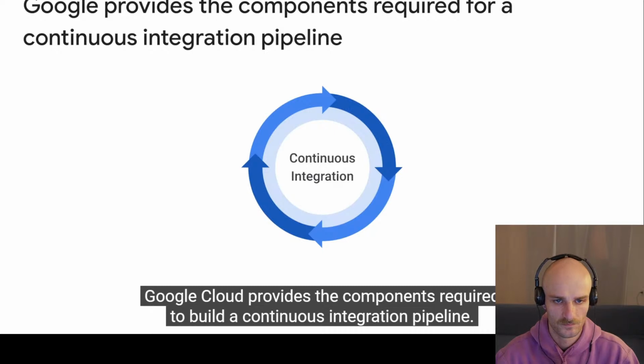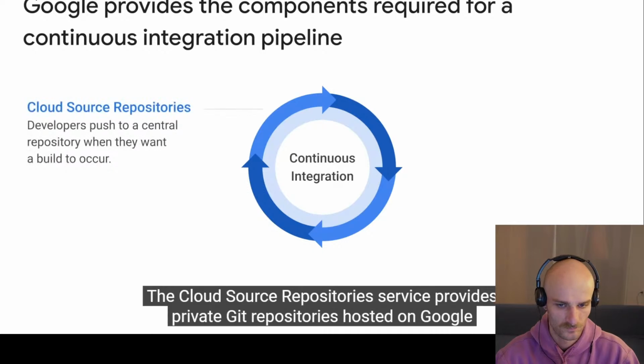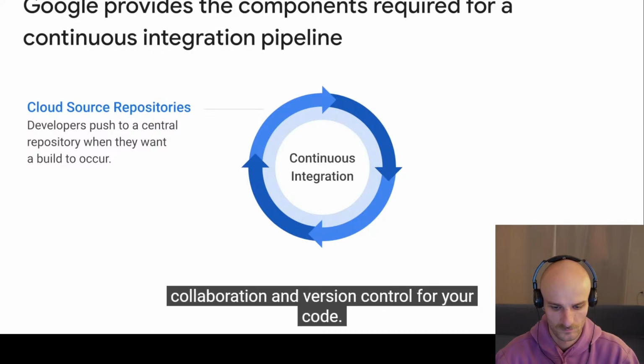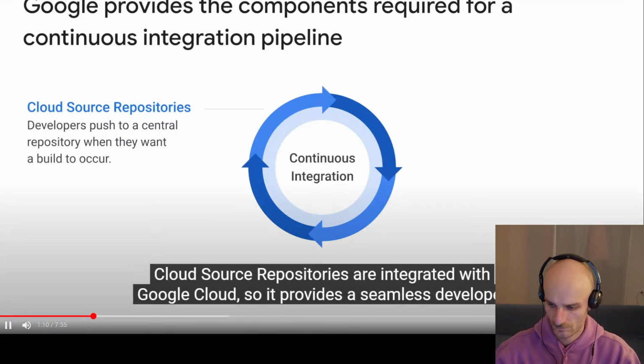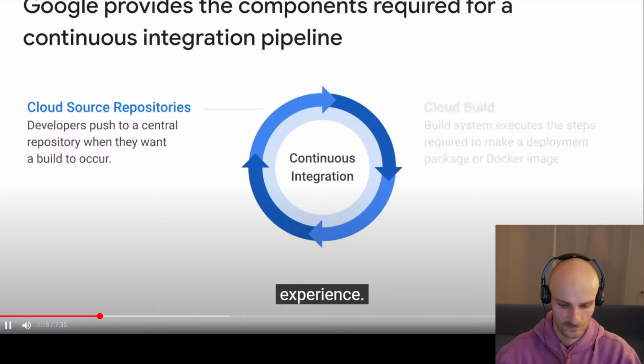Google Cloud provides the components required to build a continuous integration pipeline. Let's go through each of those. The Cloud Source Repository service provides private Git repositories hosted on Google Cloud. These repositories let you develop and deploy an app or service in a space that provides collaboration and version control for your code. Cloud Source Repositories are integrated with Google Cloud, so it provides a seamless developer experience.